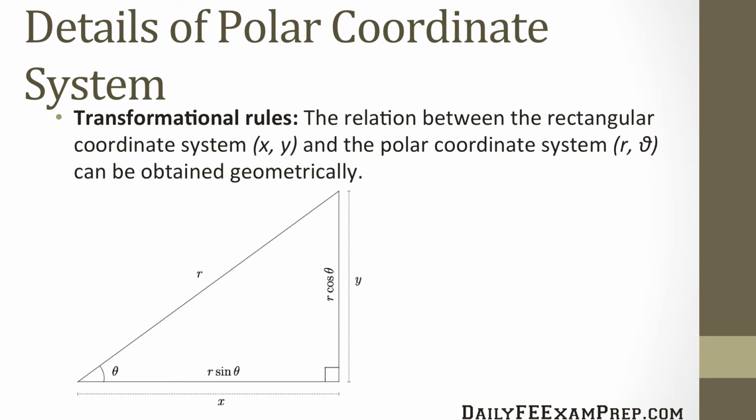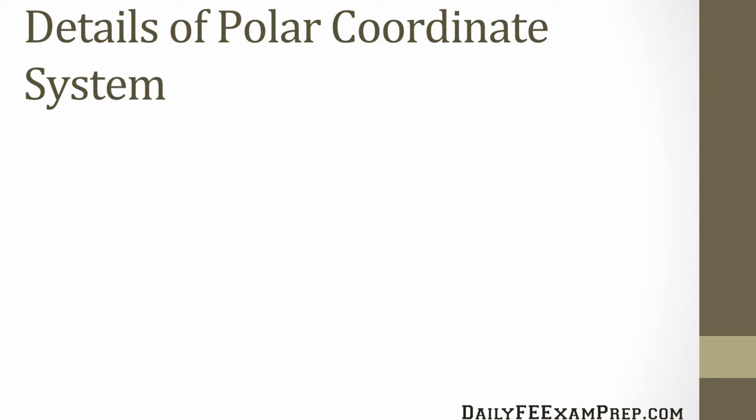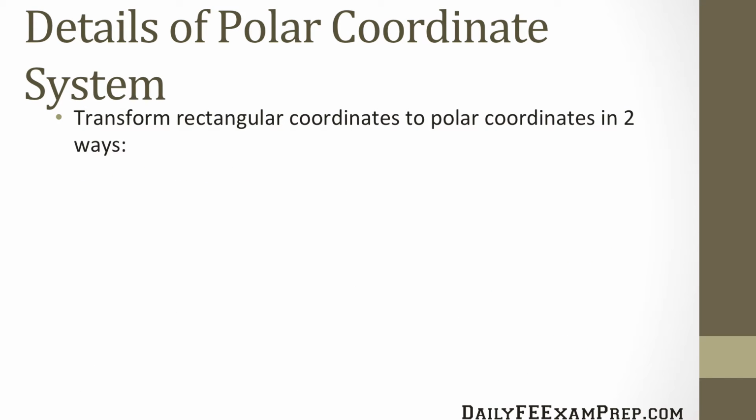Now, transformational rules. The relation between the rectangular coordinate system x and y and the polar coordinate system r and angle theta can be obtained geometrically. Therefore, the following relations give the transformation from polar to rectangular coordinates. x is equal to r cosine theta and y is equal to r sine theta, which follows the standard trigonometry rules. Now, transform rectangular coordinates to polar coordinates.